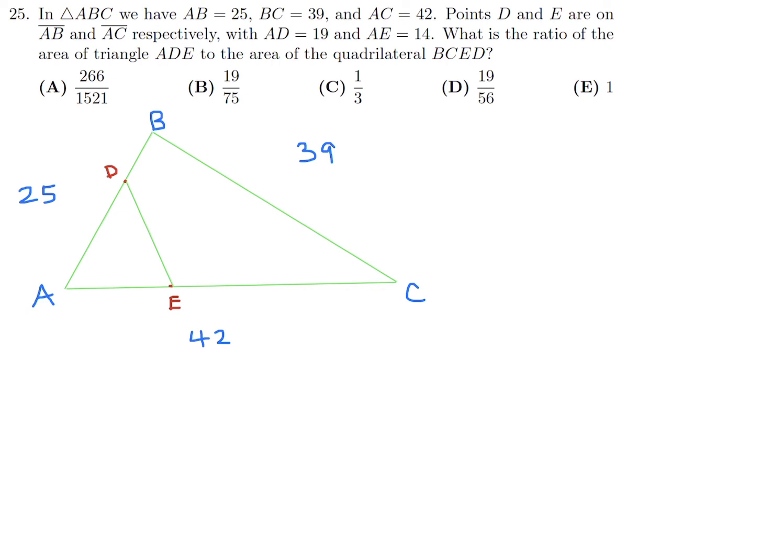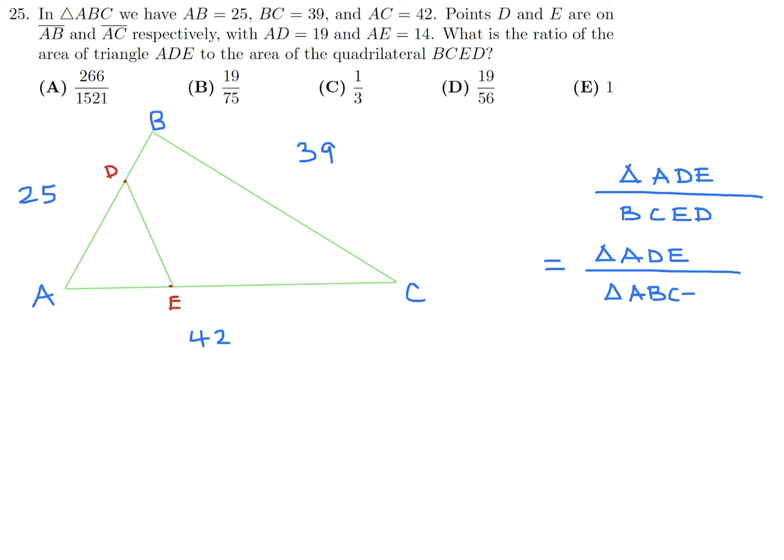And they want you to figure out, in the end, a ratio between triangle ADE over the quadrilateral BCED, like that. Well, I immediately noticed that if you have a quadrilateral BCED, that's basically the full triangle ABC minus ADE. Correct? All right.